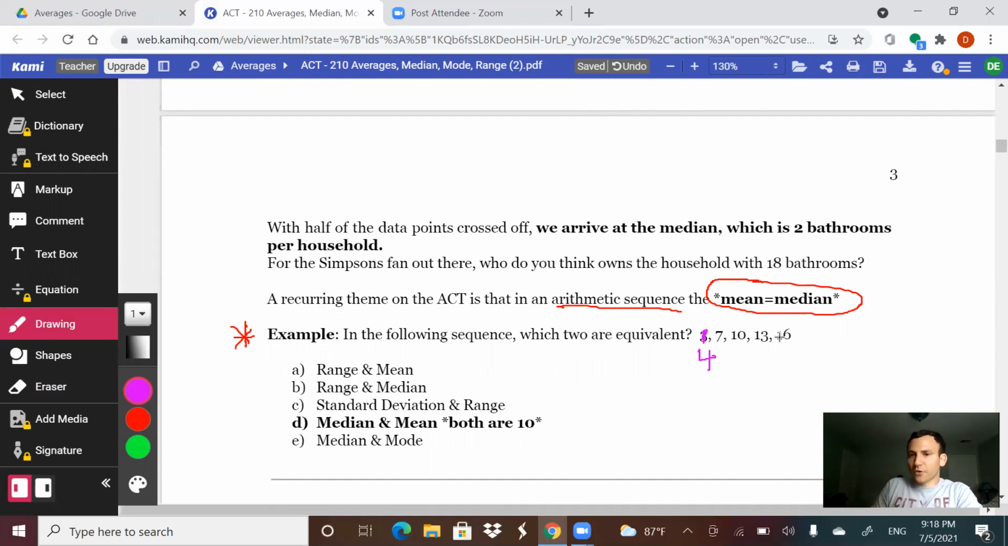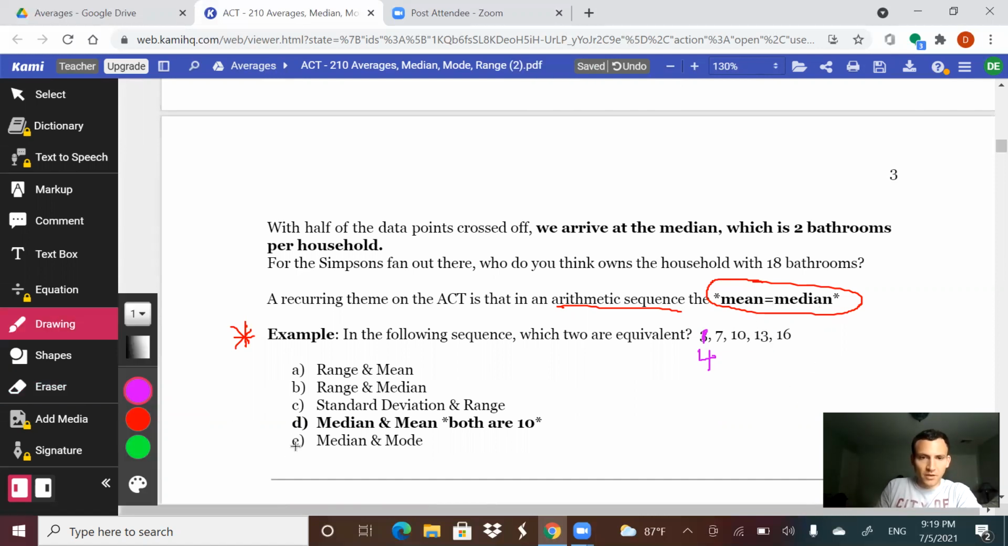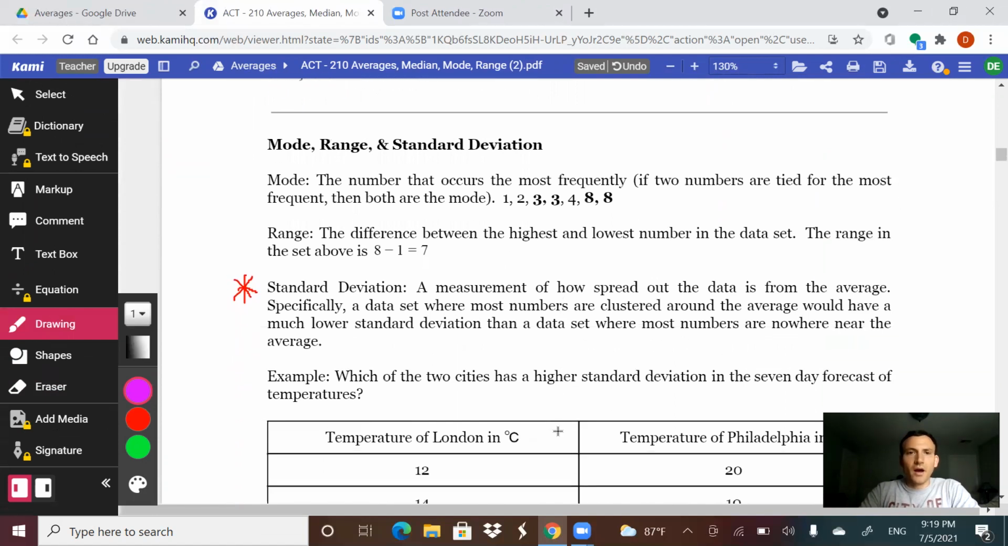So back to what we were saying, 4 is 6 away from 10. 16 is 6 away from 10. If you average them together, they're going to average 10, right? So whenever you're counting by a consistent number, any type of arithmetic sequence, your median and mean are going to be the same number. So that's D on this one. Hopefully that wasn't too confusing with that screw up. My apologies for that.